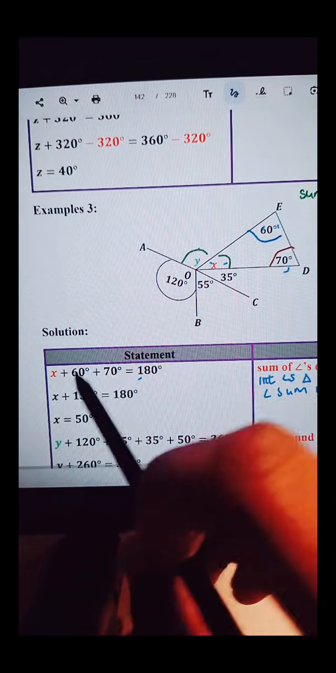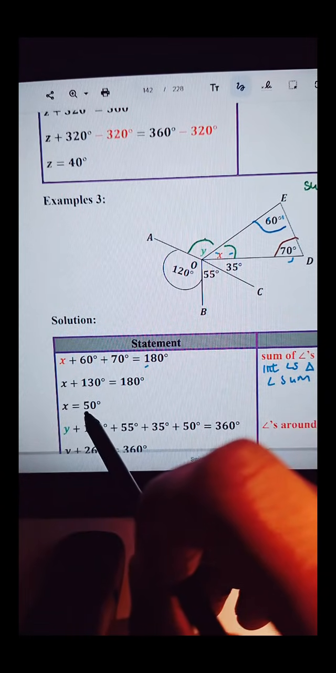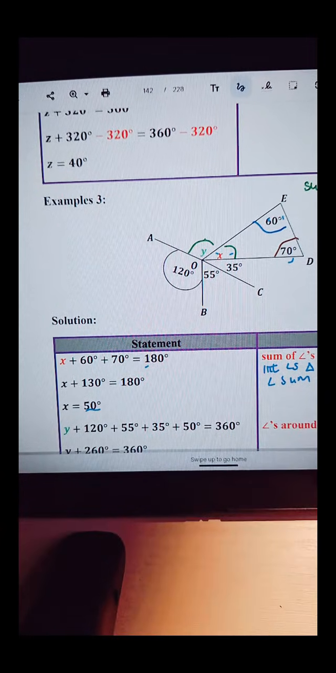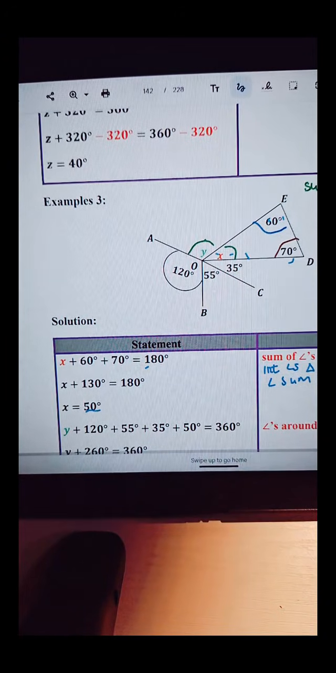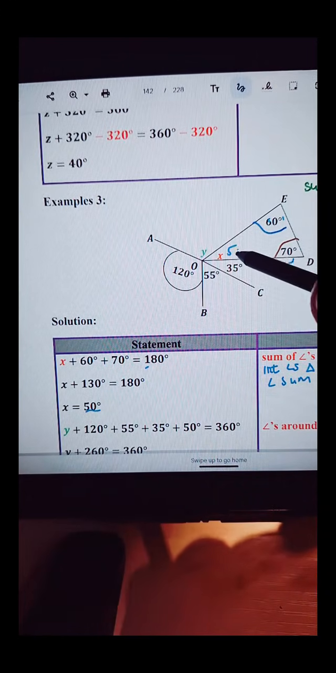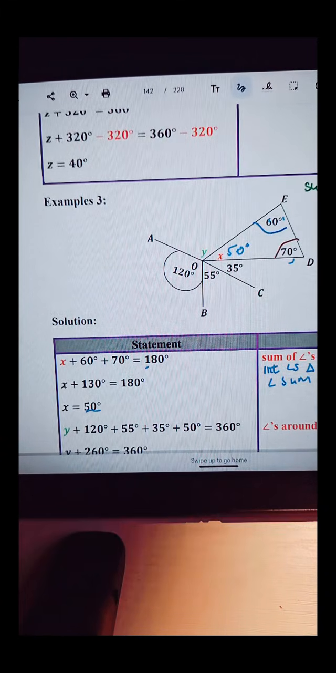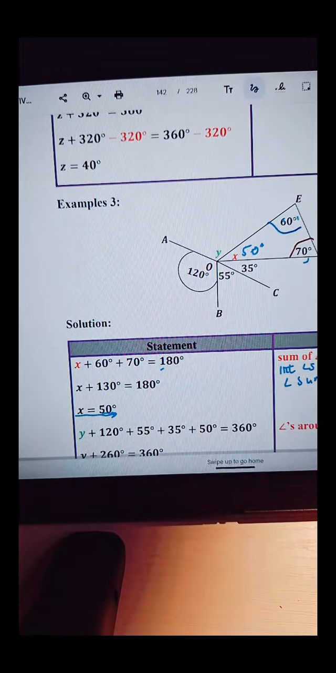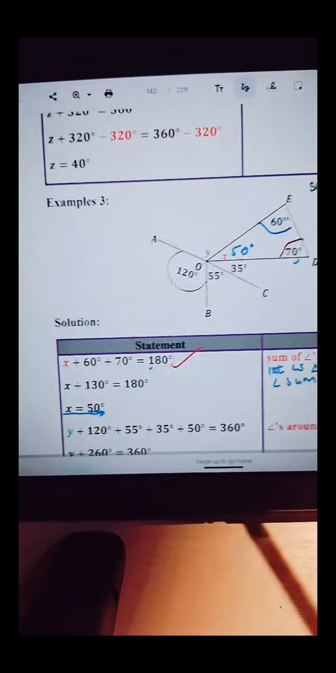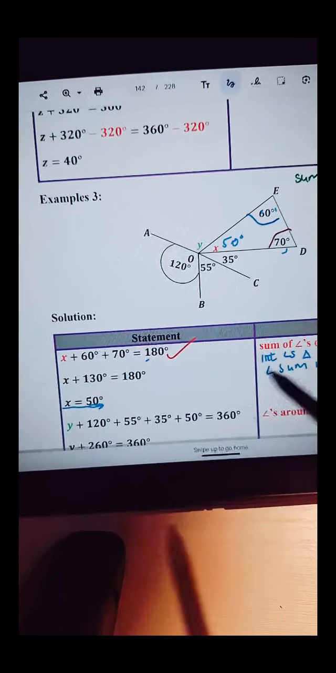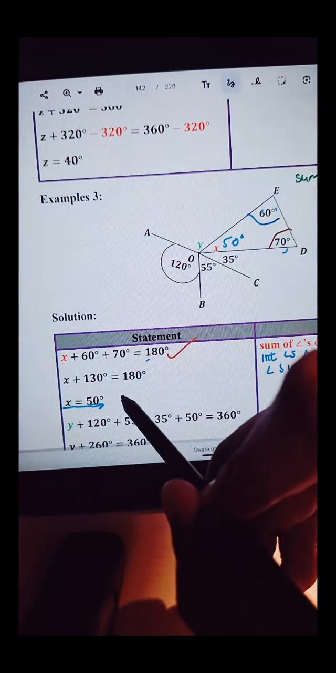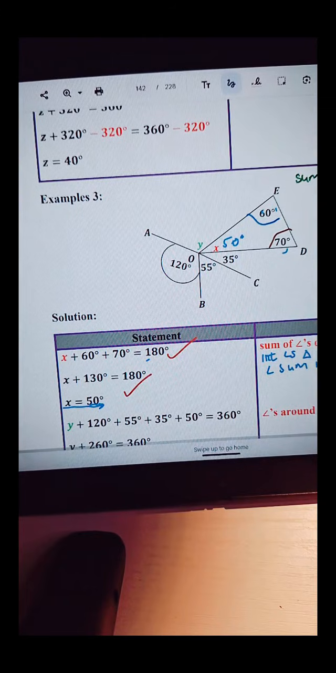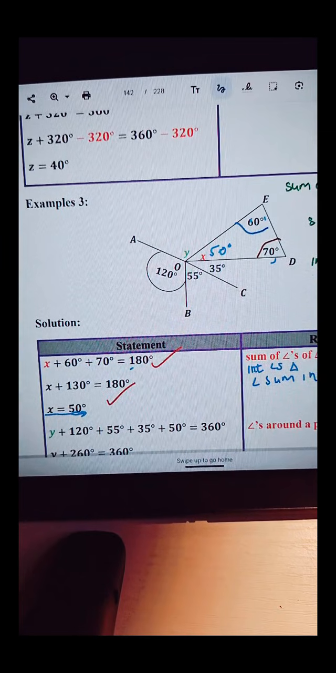Take the 60 plus 70, it's 130. You transpose it, 180 minus 130 gives you 50. So guys, do you understand where we got the 50 from? Where does the 50 come from? You get an answer, you update your diagram. Once you get to x is equal to 50, we can give you the marks. Statement, 100%. Reason, very nice. Calculation, answer, very nice. Now that we have x, we update the knowledge that x is 50.